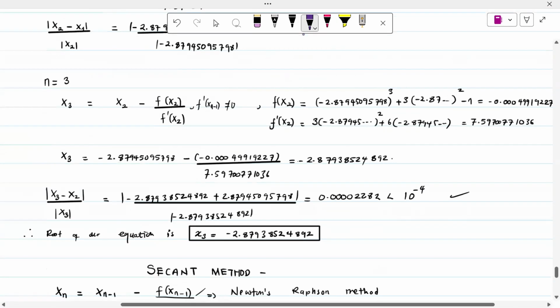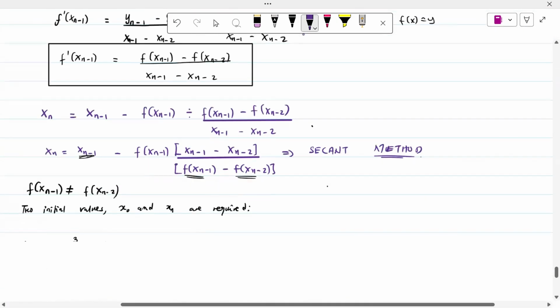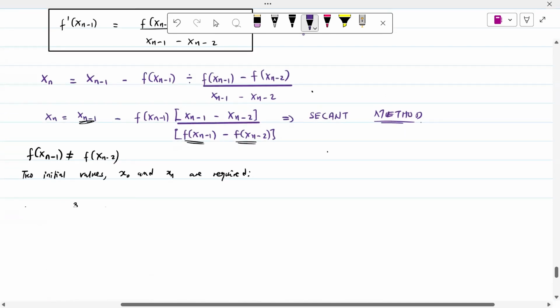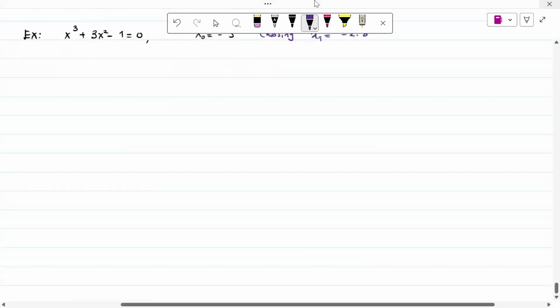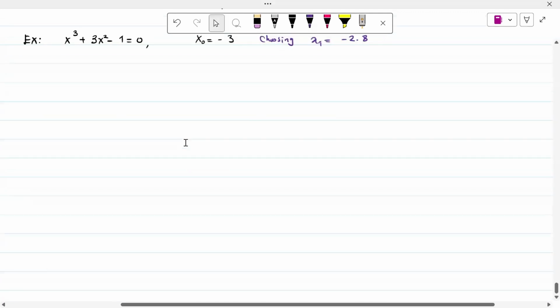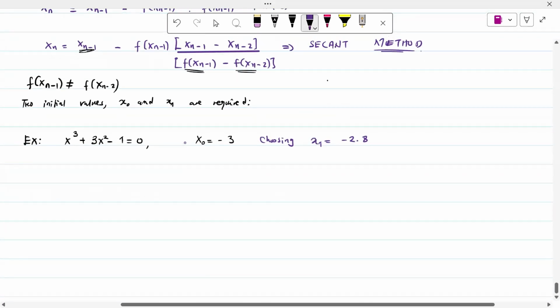Now for the second method, since we are given 2 values of x, which are the starting values, we have to start from n equal to 2. For n equal to 0, we have -3, and for n equal to 1, we have chosen -2.8. We just chose it. So it means that I have to start from n equal to 2. Is that clear? Yes, it's clear. Thank you. Okay, so we start from n equal to 2.